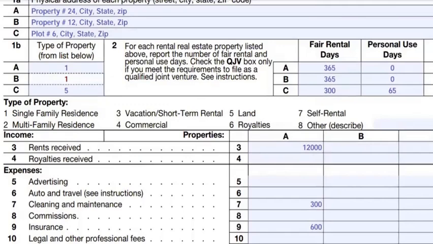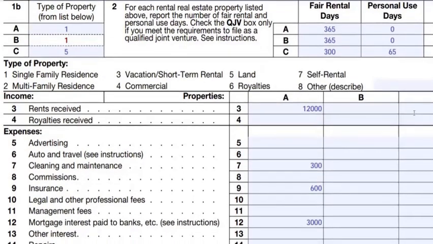B is again a rental SFR property. Very good. So they are going to receive rent. Maybe it's a bigger property. They may have received 24,000 here. Now the cleaning and maintenance, it's a big property, so they may have spent 1000.